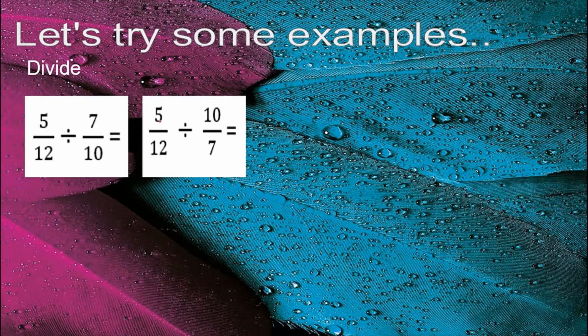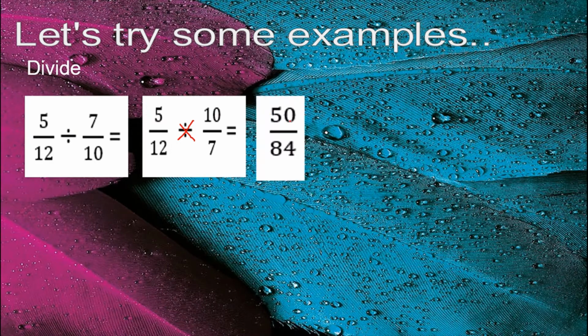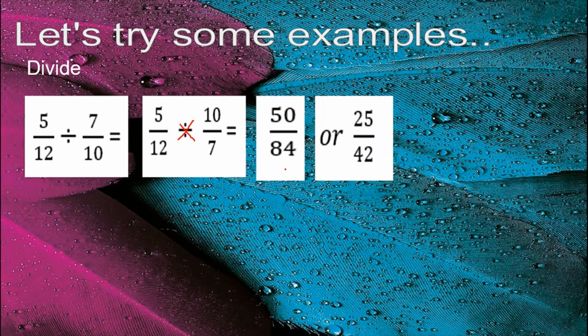So let's now multiply. Okay, 5 times 10, that is 50, and 12 times 7, that is 84. Okay, question is, can we simplify 50 and 84? Yes. So let us simplify. The final answer for this one is 25 over 42. I just divide 50 and 84 by 2.